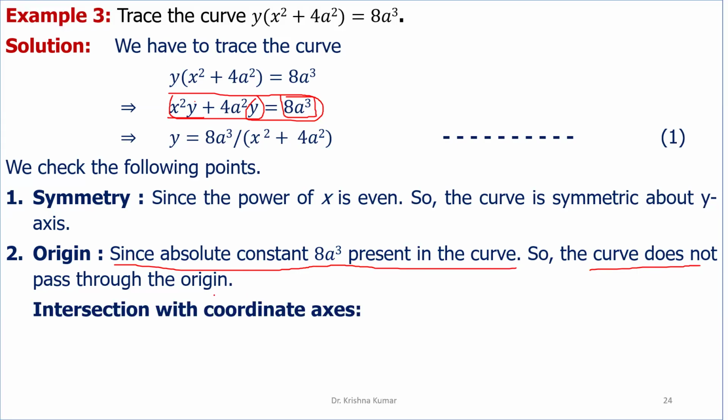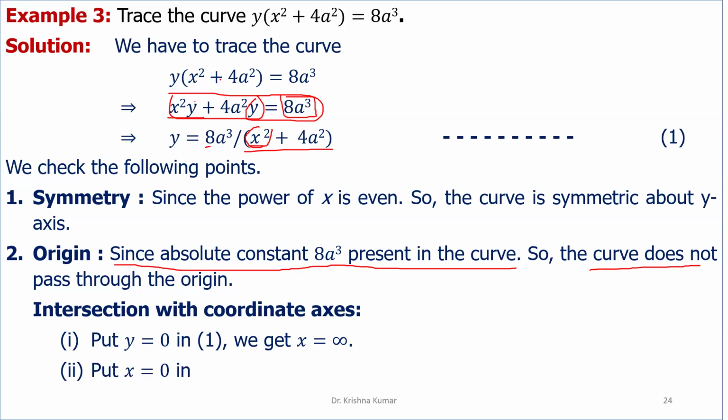Now, what is the intersection with the coordinate axes? Let us put y equal to 0 in 1. If we put x equal to 0, what will happen? Just look here. If we put this as 0, we get 8a³ upon infinity, so y is 0. So if we put y equal to 0, the value of x is infinity.